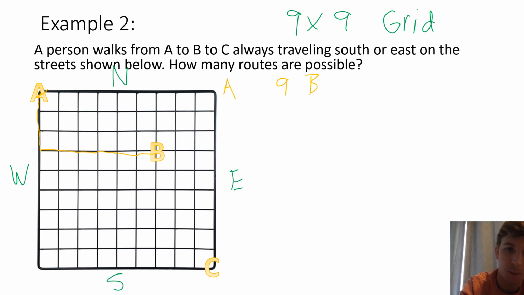This is from A to B. It's made up of a total of 9 blocks, with 3 of them being south over there, and 6 of them being east. And the same thing would happen regardless of what route we took. Even if we took, let's say, this route here.